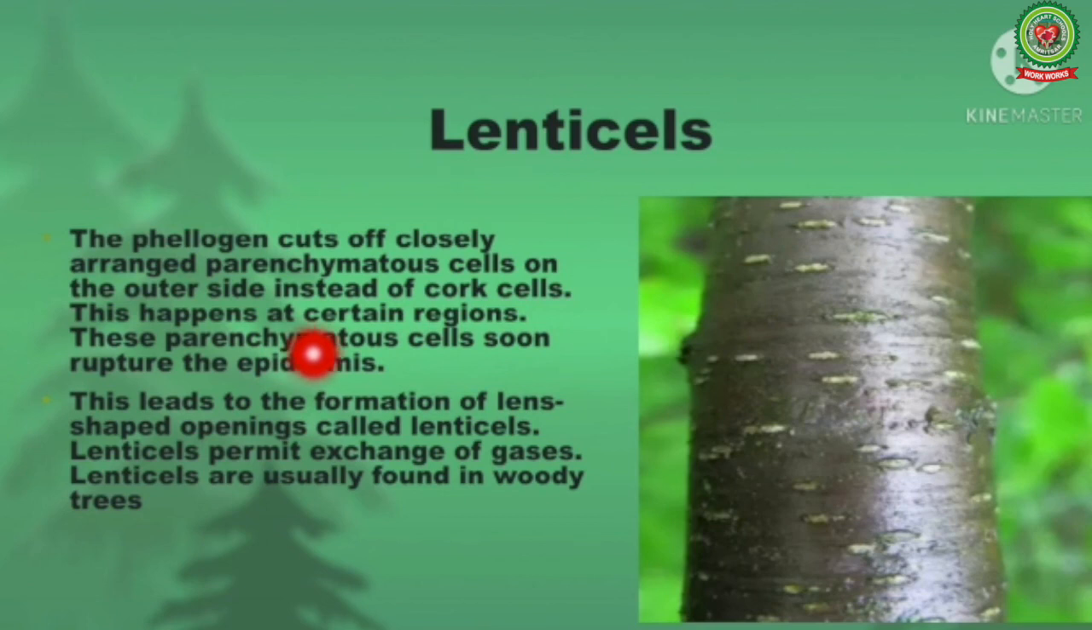Lenticels. The phellogen cuts off closely arranged parenchymatous cells on the outer side instead of cork cells. This happens at certain regions. These parenchymatous cells soon rupture the epidermis. This leads to the formation of lens-shaped openings called lenticels. Lenticels permit exchange of gases. Lenticels are usually found on the bark of old woody stems.